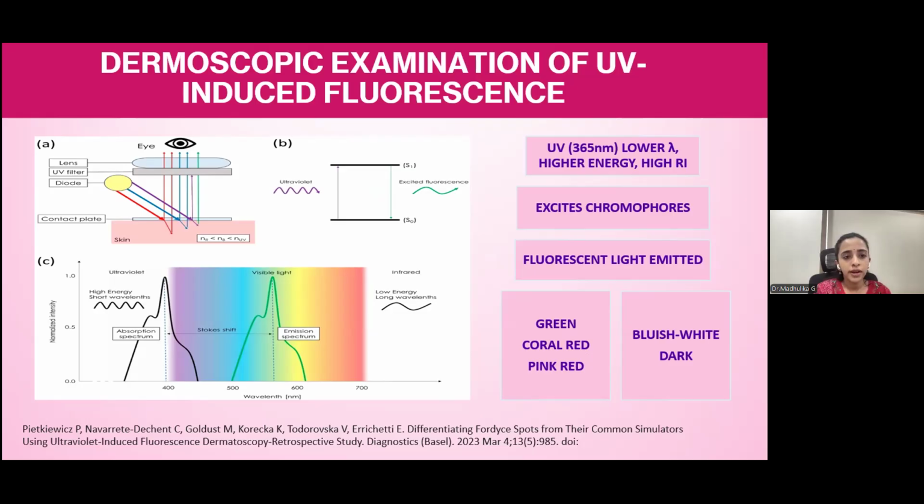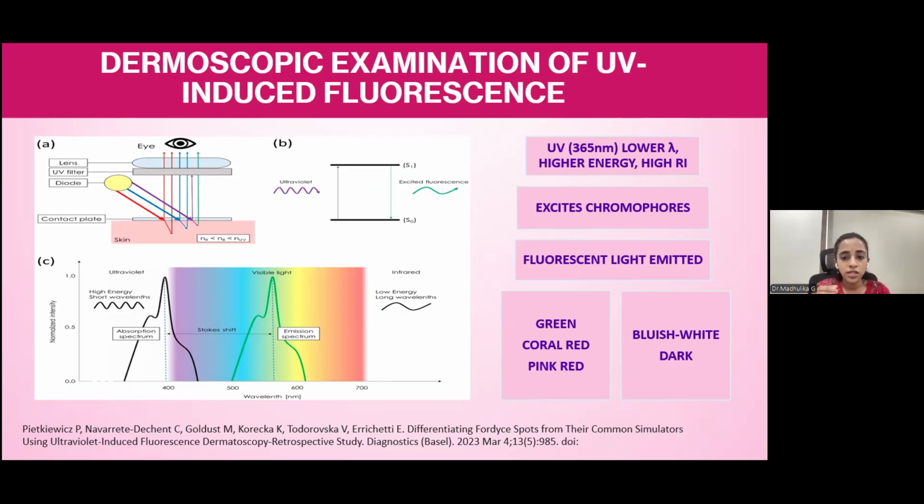We already know UV light, and we usually use 365 nanometer. It's a lower wavelength, but it has higher energy and a high refractive index, so the scattering is more. When the UV light hits the skin, it excites certain chromophores in the skin. When a chromophore is excited, it reaches a higher level, and when it jumps back down, it releases certain energy, which will be lower than the energy that initially excited it, but the wavelength will be higher. This is what we call the Stokes phenomenon.